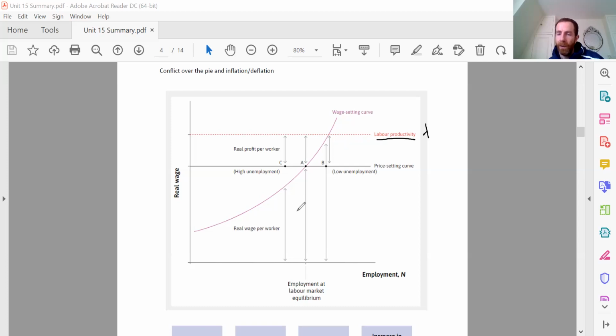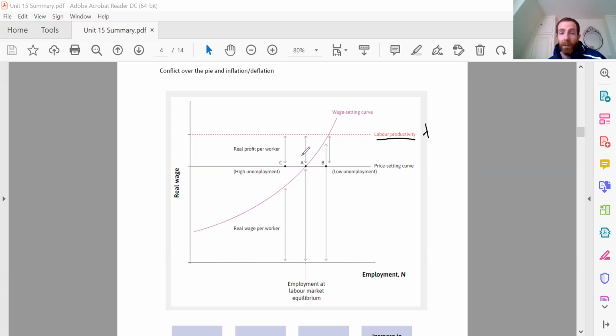And when we're in equilibrium in the labor market, where you can see here, we're at point A, then the value of that output is getting split between the workers and the firms. You can see this double-headed arrow here, that represents the real wage level, right? So that is the proportion of the value of the output that goes to workers, that's their wage. Now the rest, this bit up here, that represents the value of the output that goes to the firms.